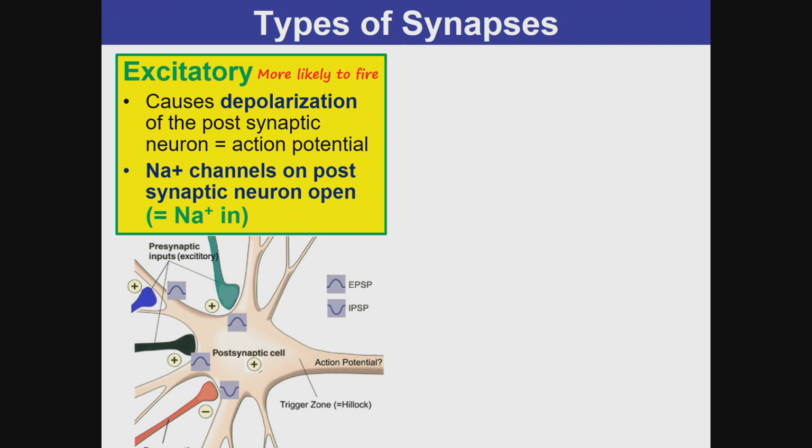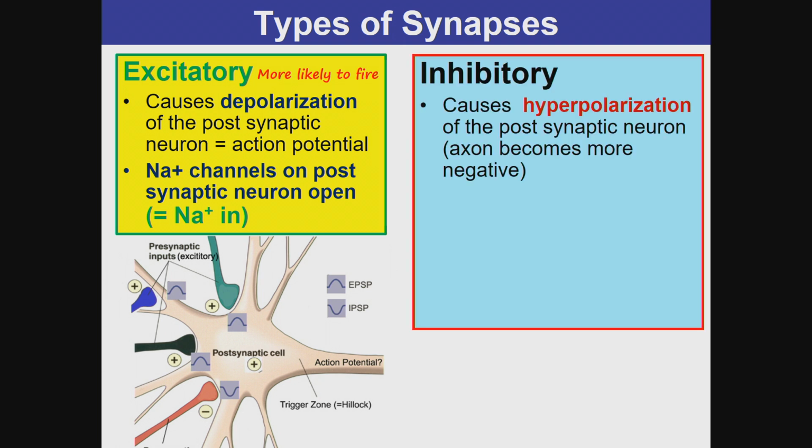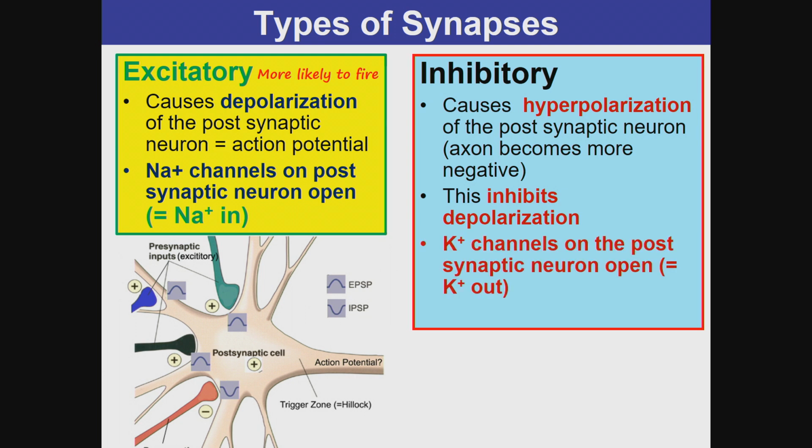Synapses can also be inhibitory, which means they cause hyperpolarization of the postsynaptic neuron. In other words, the axon becomes more negative. This inhibits depolarization. Potassium channels on the postsynaptic neuron open, allowing potassium to diffuse out, making that postsynaptic neuron less likely to fire. Let's look at our example here.